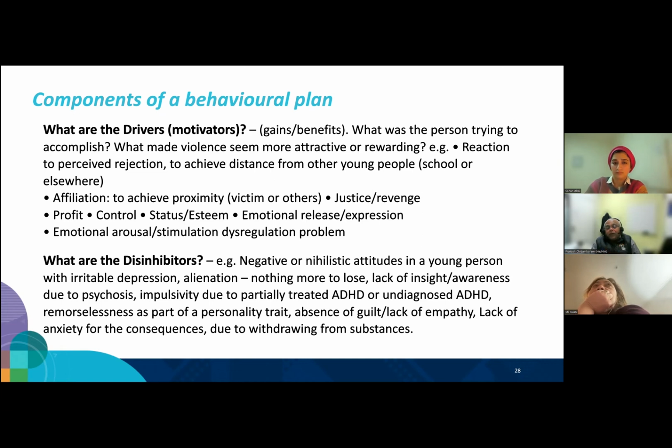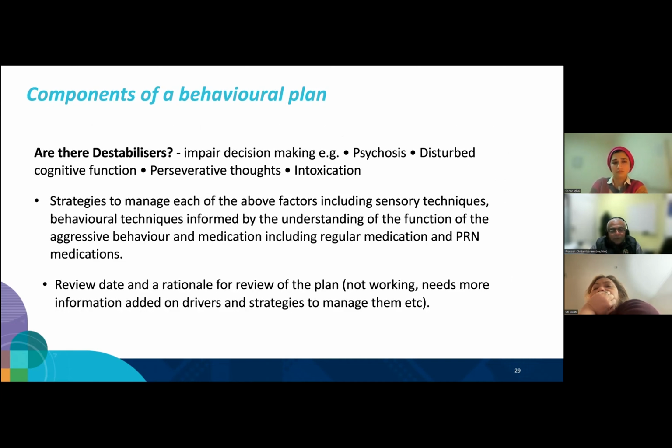So basically what happens is that when they are aroused and there is a dysregulation of the stimulation, then reacting to that with aggression acts as a positive feedback loop, and that maintains the behaviors. Then what are the disinhibitors? Are there things like psychosis, ADHD, or depression associated with negative and nihilistic attitudes, substance withdrawal, and things like that? And then what are the destabilizers? What are the things that would actively destabilize? So is there an active psychosis? Do they often become aggressive during periods of intoxication and things like that?